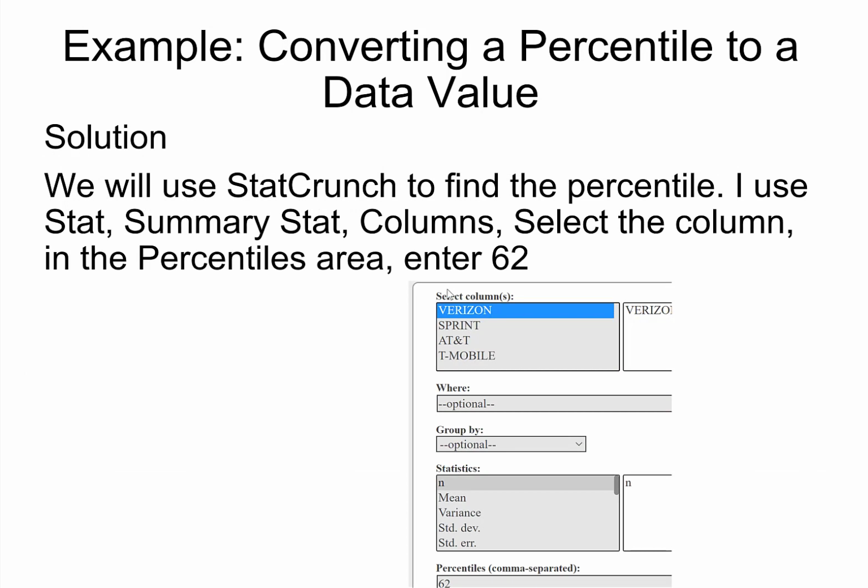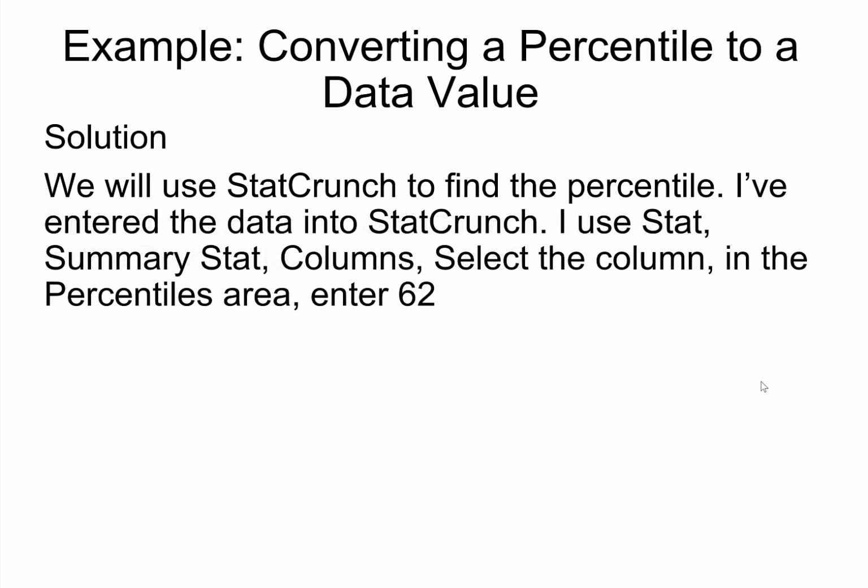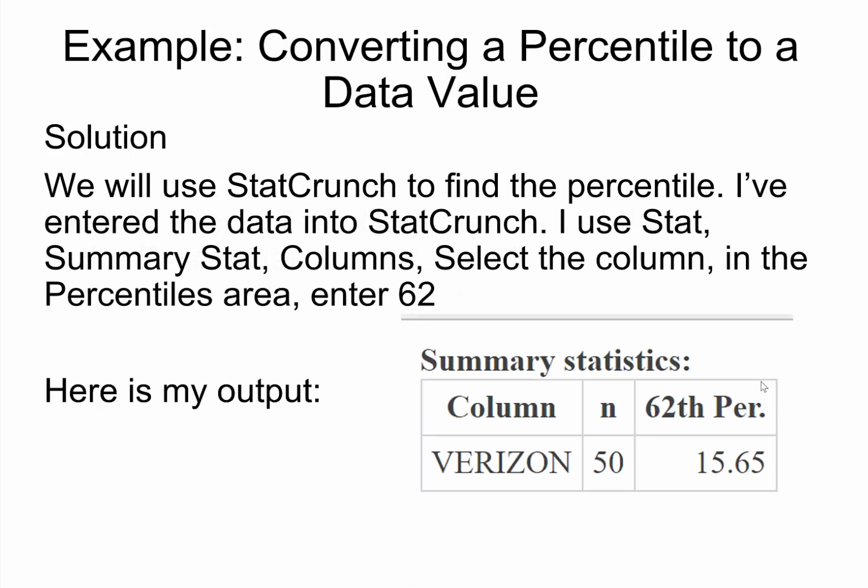So in StatCrunch, you simply use Stats, Summary Stats, Columns, select the column, and in the percentile area, right down here below where you pick the statistics, put in this percentile that you want. You can put in more than one. We're going to put in 62. And so here's my output. So the 62nd percentile for that data set is 15.65.